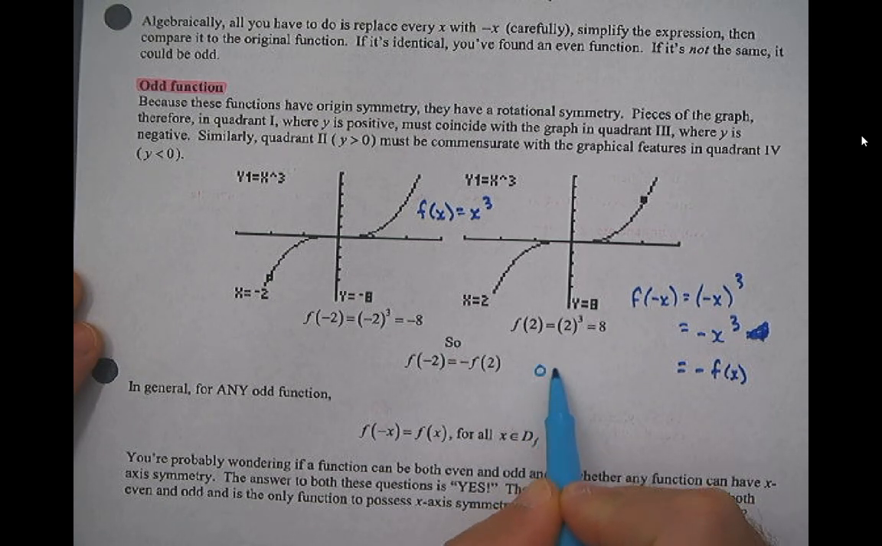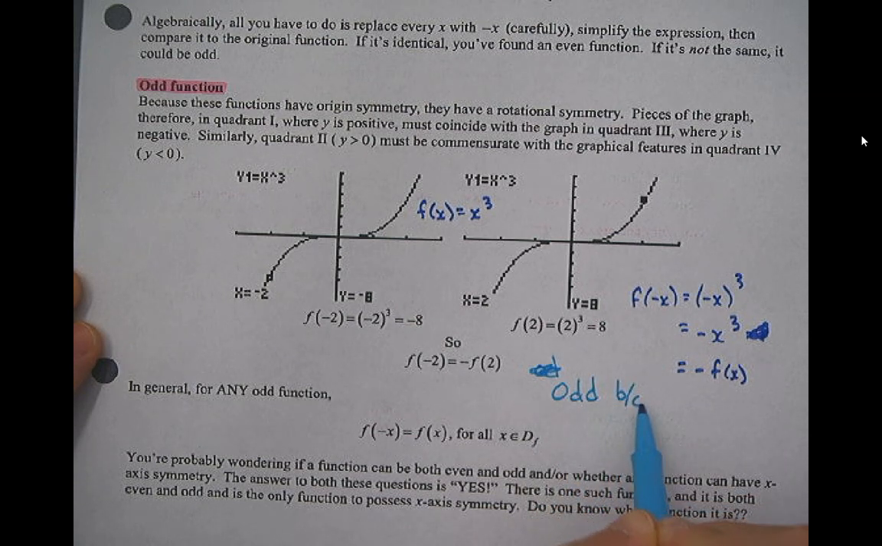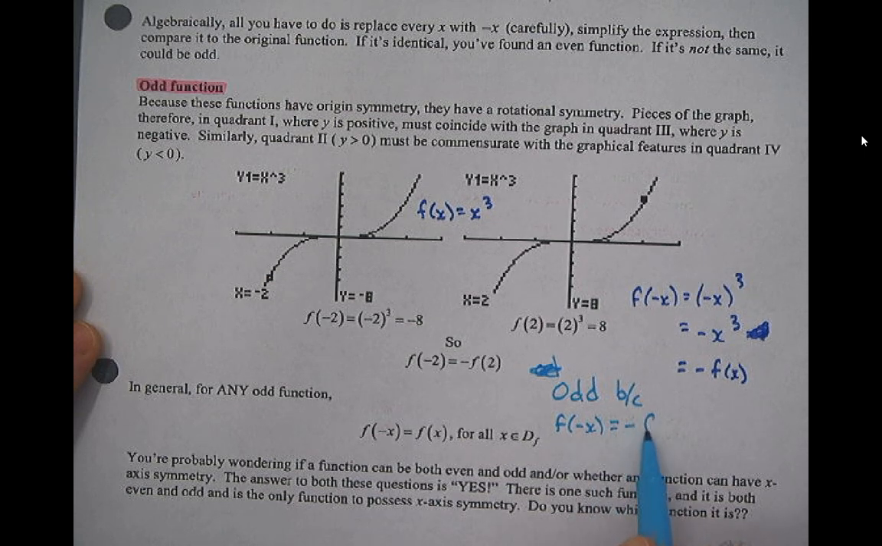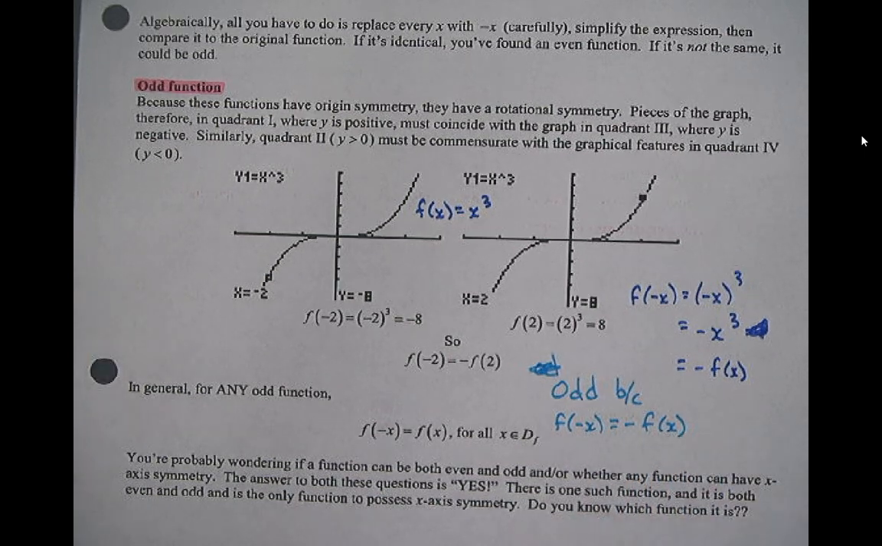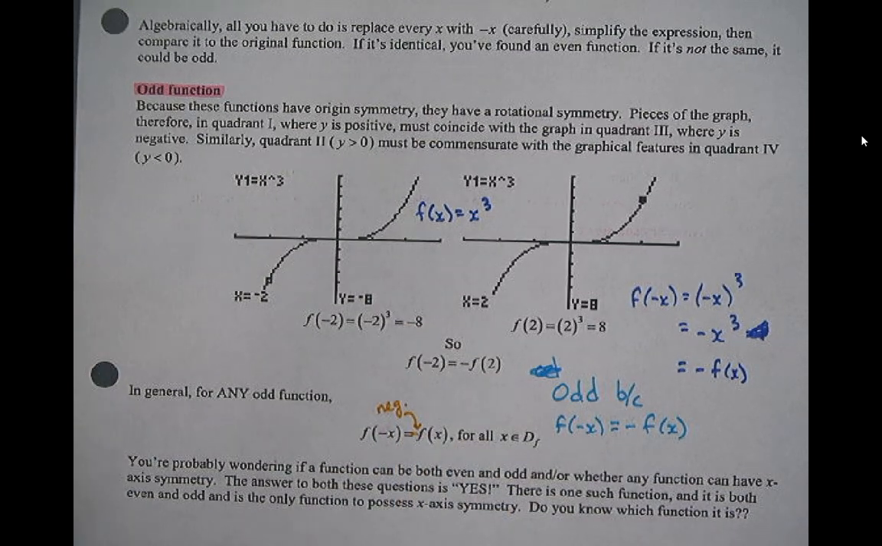This is odd because f of negative x equals negative f of x. If you'll notice in his little notes here, he forgot a negative. This should say f of negative x. There should be a negative right there. It should be negative f of x.